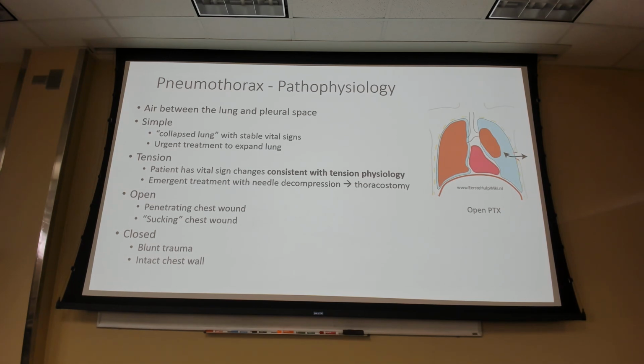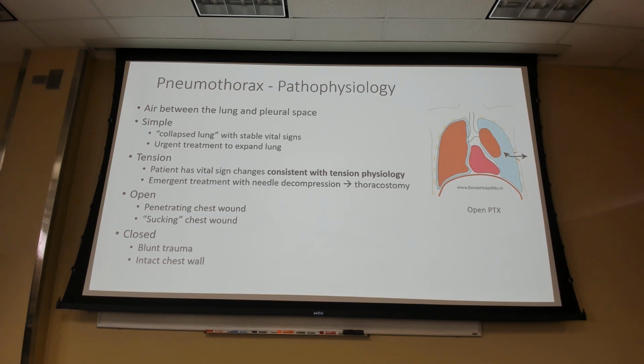Tension physiology will show in your vital signs, so they'll start to show some sort of instability, whether that's hypotensive, tachycardic, tachypneic. And on your imaging, you might have shifting of the mediastinum. You could have tracheal deviation to the opposite side. Open pneumothorax, like I said, any sort of penetrating chest wound is called an open pneumothorax. Sometimes people call it a sucking chest wound. And then you can have a closed pneumothorax from blunt trauma. We can also have spontaneous pneumothorax, which we'll talk about.